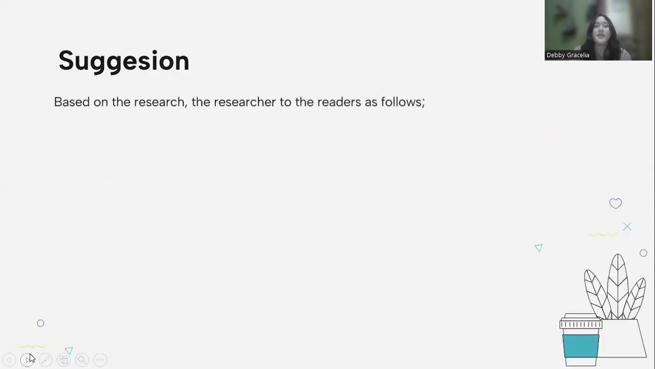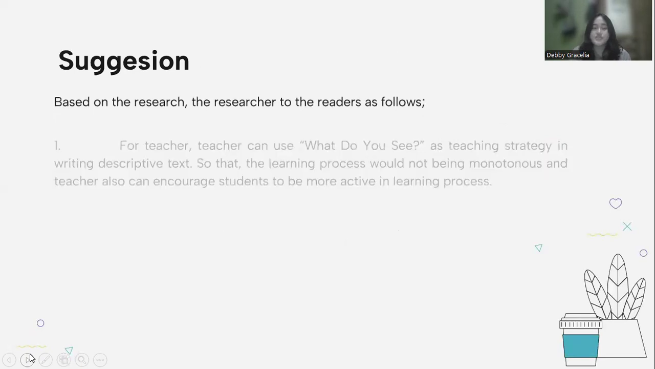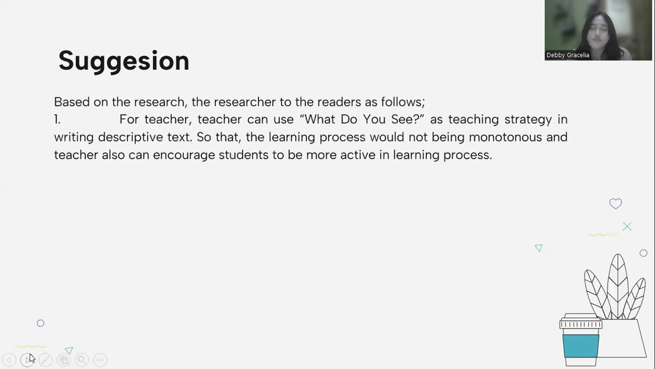And here's the suggestion. Based on the research, the researchers give suggestions to the readers as follows. The first one is for teachers. Teachers can use What Do You See as a teaching strategy in writing descriptive text. The learning process would not be monotonous, and teachers also can encourage students to be more active in the classroom in the learning process.